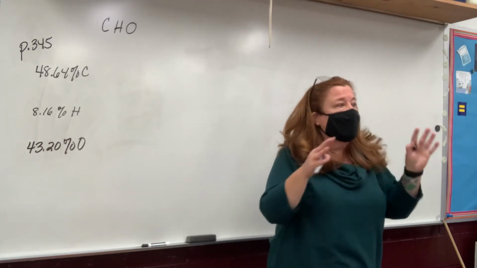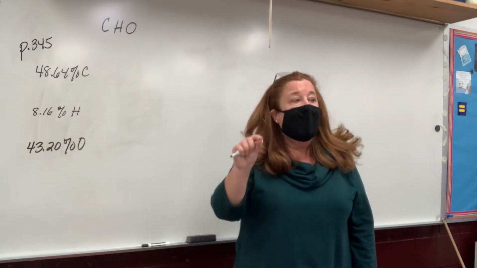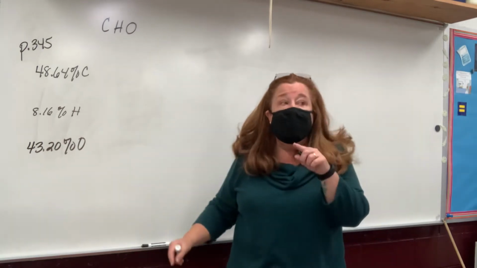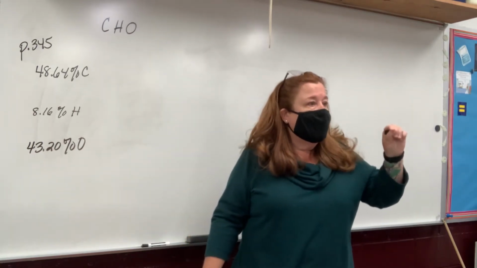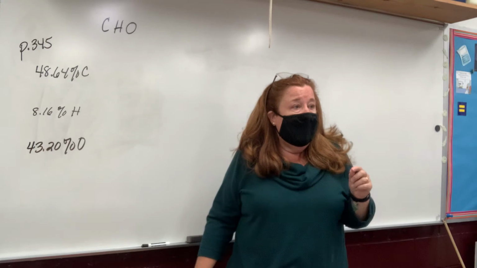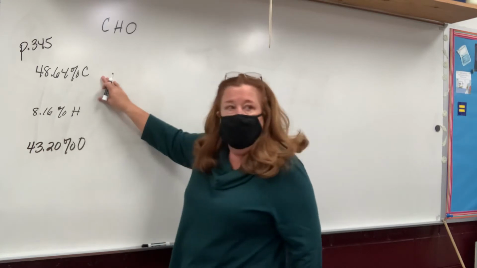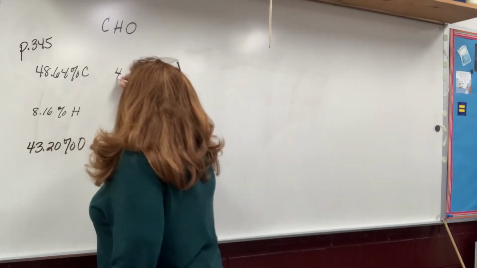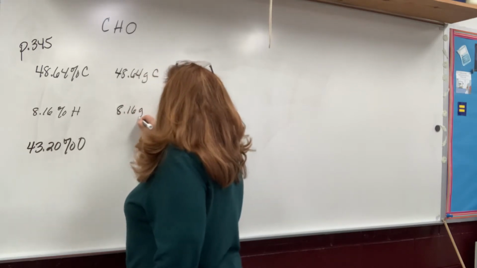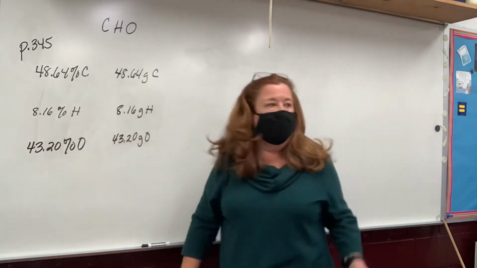And they want you to figure out what are the subscripts. By definition, the empirical formula is the smallest whole number ratio of moles. These are not moles. These are percentages. But you did the percent compositions, and you did them from masses. So what we do when we see the percentages is we pretend that we have 100 grams. So if we have 100 grams of this substance, how many grams of carbon will we have? 48.64. Exactly. So we change all of these percentages into grams. We pretend that we have 100 grams.